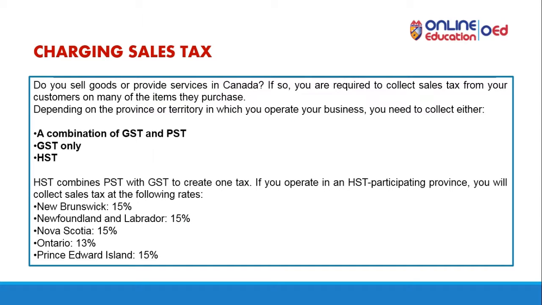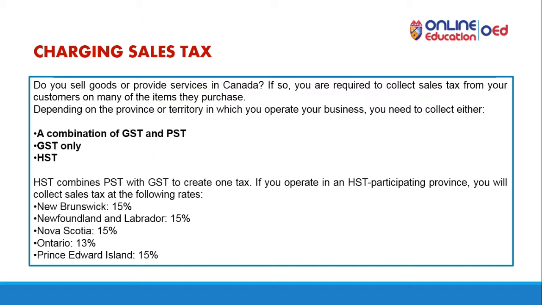So how do they charge a sales tax? If you sell goods or provide services in Canada, you are required to collect sales tax from your customers on many items they purchase, depending on the province or territory, as I showed you a while ago. Each tax has its own assigned territory or province. So you need to collect either a combination of GST and PST, GST only, or HST. HST combines PST with GST to create one tax.